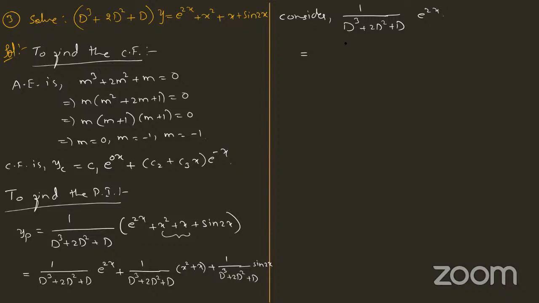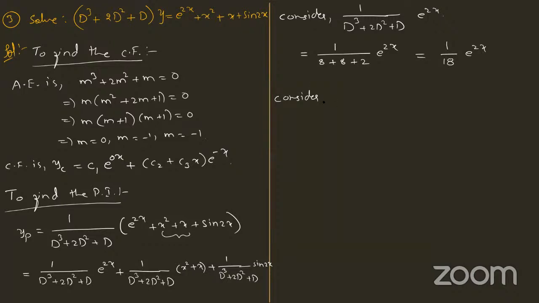And if you get a 0, there will be a problem. Otherwise, no issues. So if I do this, 1 divided by 2 cube is 8, plus 2 square is 4 times 2, it is also 8, plus D, it is 2. And this e power 2x remains as it is. That implies you'll get 1 by 18, a non-zero value. So this itself is the particular integral corresponding to the first part of this. Okay, you got it, fine. Let's keep that aside. Now let me take the second one.